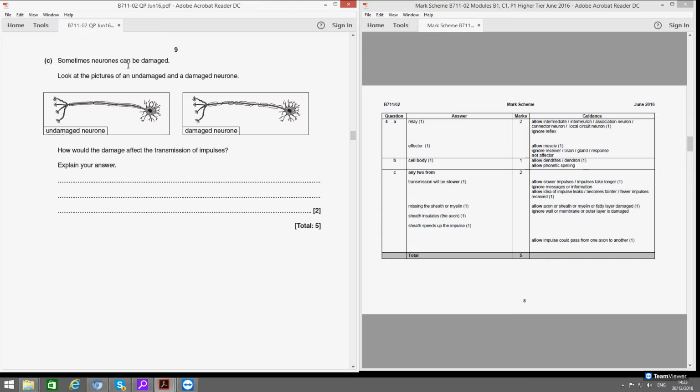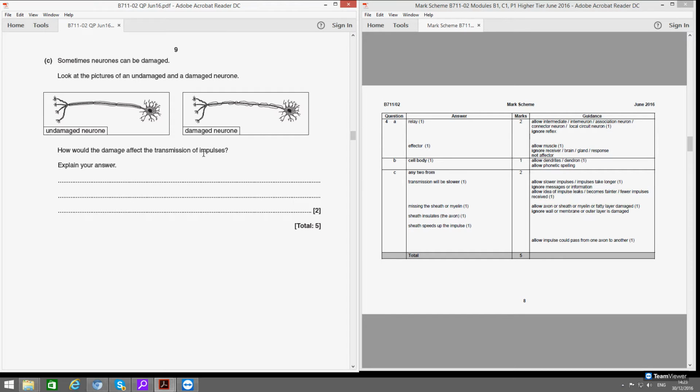Part C says, sometimes neurons can get damaged. Look at the pictures of an undamaged, there's your undamaged, and a damaged neuron, there's your damaged neuron. Now, remember what I just told you about the myelin sheath. You can see that the myelin sheath in this case is damaged, okay? There's a number of factors that could cause that. Mainly, it is an immune response. Your white blood cells may have attacked those particular areas, as is the case with MS, and as a result of that, that's why the sufferer, as I said, is rendered immobile or experiences a lot of pain.